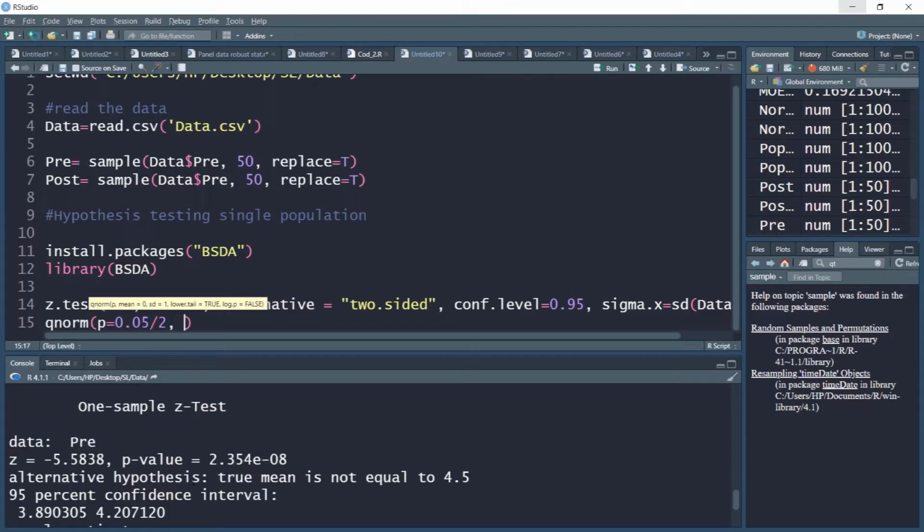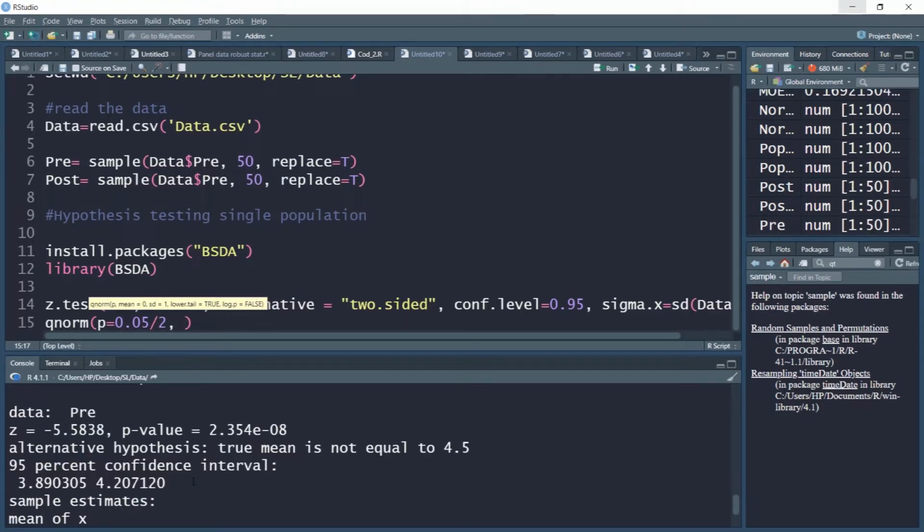Also, please notice that this z value is negative. Even though we are conducting a two-sided test, it indicates that the mean is much lower than 4.5. It is on the lower side, considerably lower. And therefore, it would be more appropriate to put this lower.tail argument as TRUE.